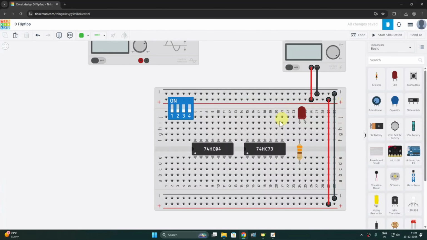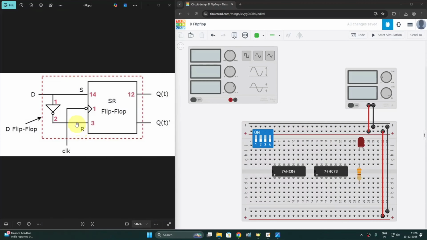Now in order to do the connections, we will need the circuit diagram. So I will open the circuit diagram in the left hand side. Here you can see we are having only single input D, which is directly applied to S input. Now instead of SR flip-flop, we are using JK flip-flop. So we will connect D input to pin number 14 of JK flip-flop and same input is applied through a NOT gate to K input, means pin number 3.